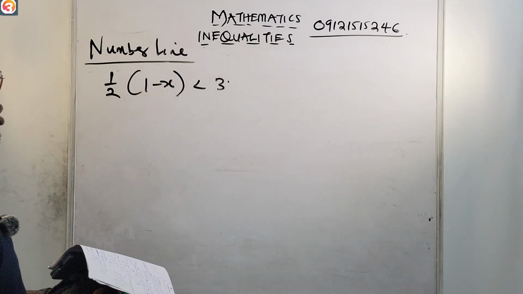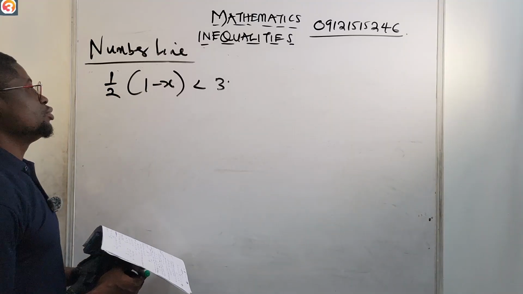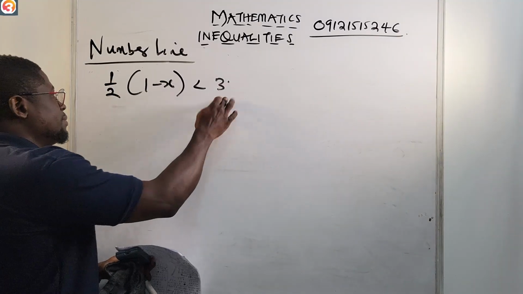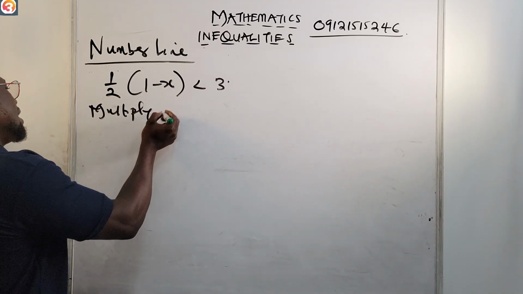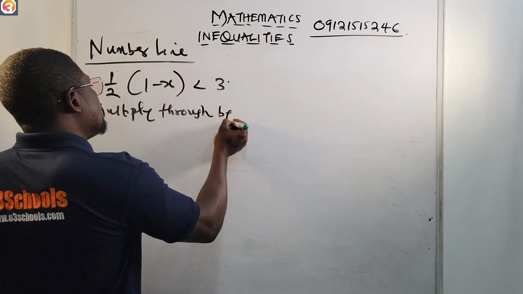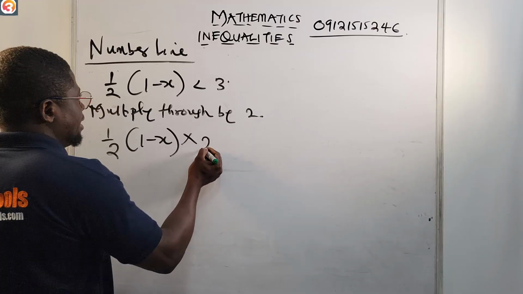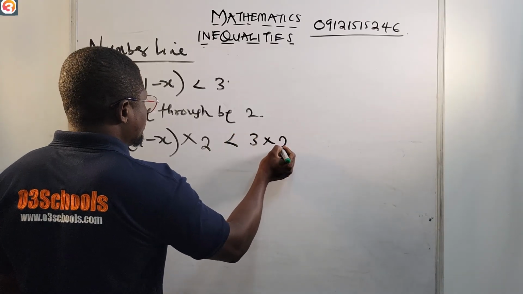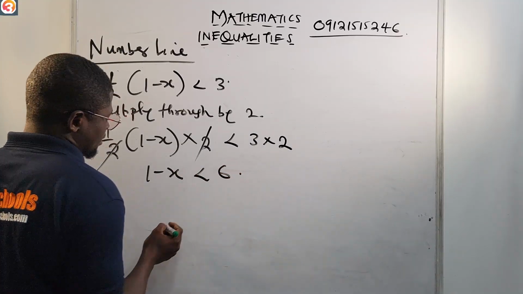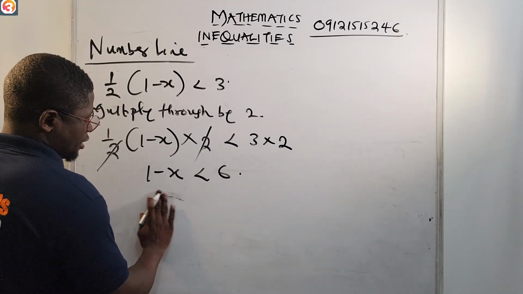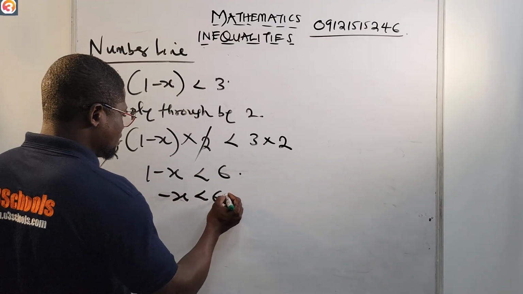It's simple. Let us open the bracket. But how can we open this bracket? Let us even multiply through by 2. If you multiply this by 2, the bracket will be open. So I have to be smart. So multiply through by 2. I'm going to have one over two into one minus x multiplied by 2 is less than 3 times 2. 2 will cancel 2 here. So 1 minus x is less than 3 times 2, which is 6. Let's collect like terms. Let's move minus 1 to that side.